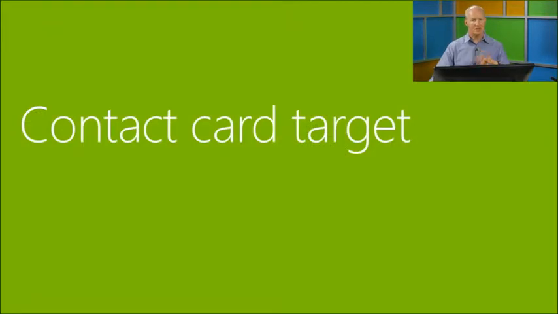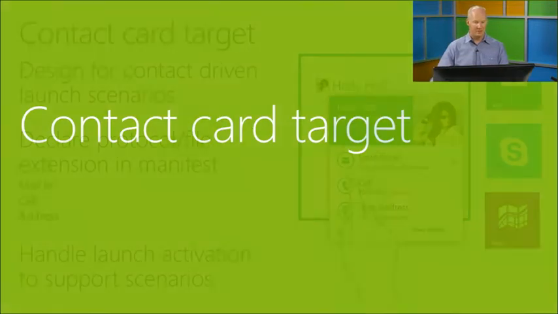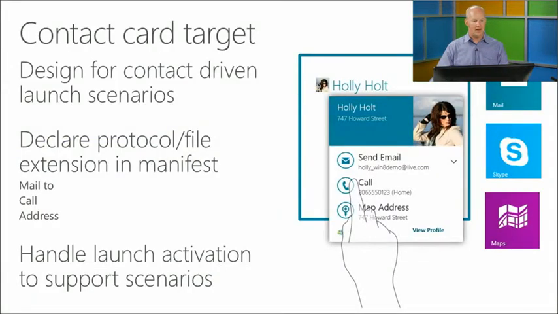So being a contact card target is also important for me, because if I'm a mapping app, right, or I'm a telephony app, I want to be able to enable those scenarios to participate in the other side of this equation. Okay? So how do I do that? Well, I want to design for contact-driven launch scenarios. So if I'm a mapping app, I want to make sure that I understand the protocol or the file extension that's associated with mapping, like map URIs or tel URIs for phone calls, or mailto for mail applications. And I declare that protocol and that file extension in my manifest.